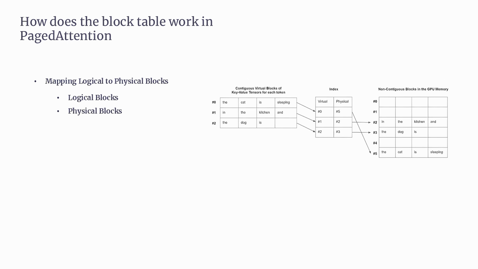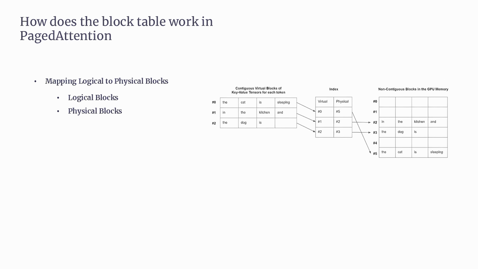2. Physical blocks. These logical blocks aren't stored in one big contiguous memory block. Instead, they are mapped to non-contiguous physical blocks in the GPU memory. This allows the system to use memory more flexibly. Essentially, this mapping works in a similar way to how virtual memory management works in operating systems, where memory doesn't need to be in one continuous chunk to be used efficiently.